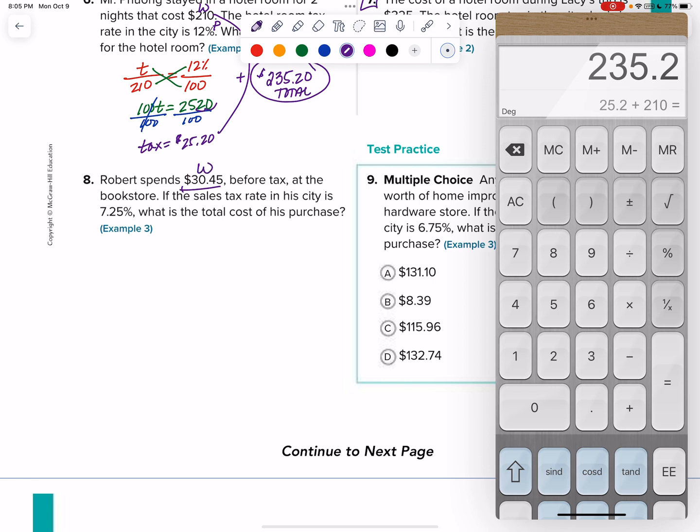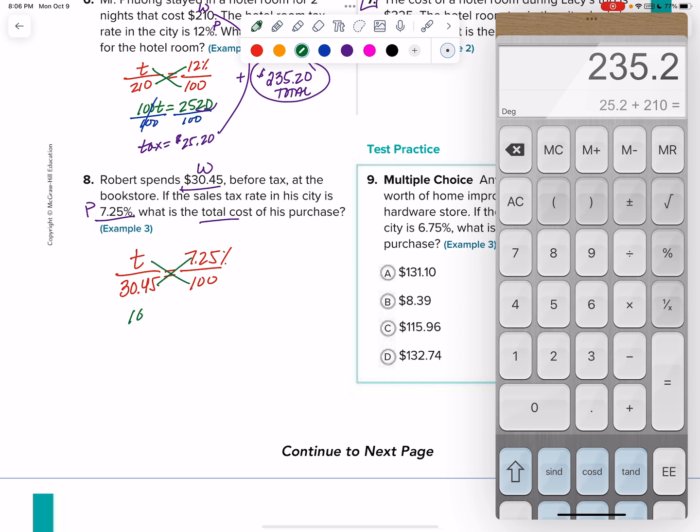So that's my whole cost prior to tax. If this tax rate is 7.25, that's my percent. What's the total cost? So let's go ahead and do this. You should be a pro by this point. Here's my whole cost at this point. We know our percent is 7.25, and it's always over 100. Let's go ahead and use means extremes and solve for this variable.